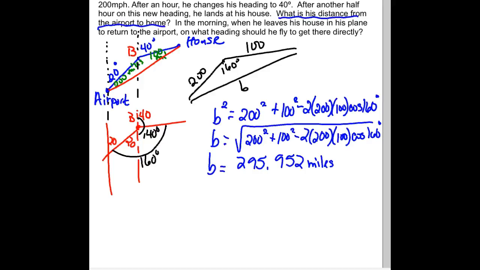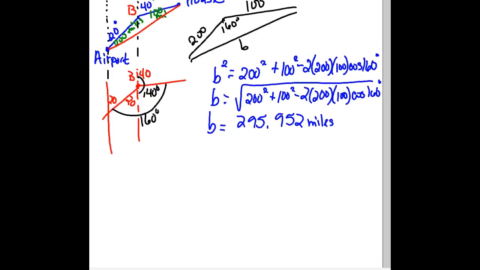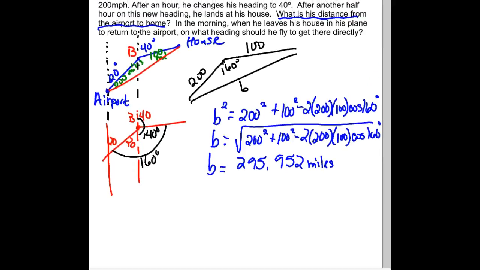The second question says, in the morning when he leaves his house in his plane to return to the airport, on what heading should he fly to get there directly? All right, so take a minute and think about it. If we had a vertical line here, we are looking for the heading from straight north turning clockwise. So the angle we really want to find now would be from here all the way to my red segment there.